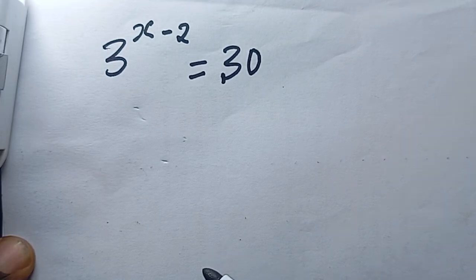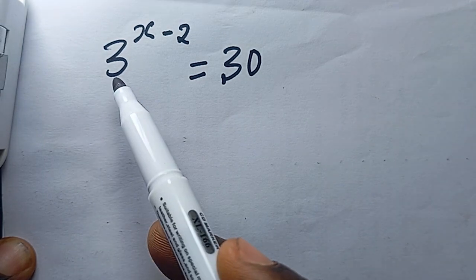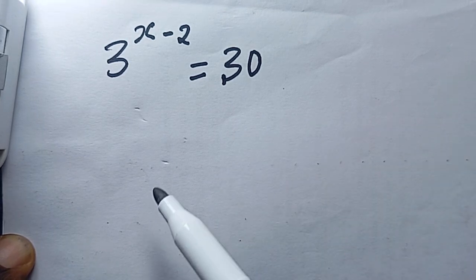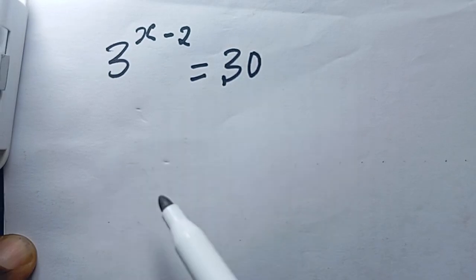Okay, so we're going to be solving this equation right here: 3 power x minus 2 is equal to 30. We want to find out the value of x that will satisfy this equation.